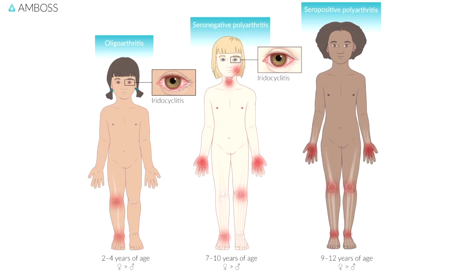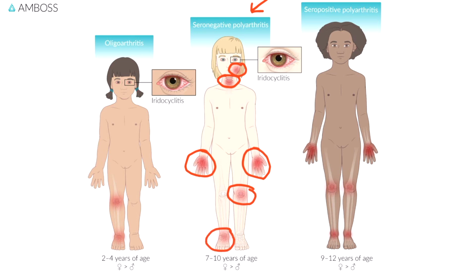Let's take a look at this image again. The second image represents a girl with seronegative polyarticular JIA. Joint involvement in this type can be symmetrical or asymmetrical, and small and large joints may be affected, especially the metacarpophalangeal joints, the wrist, temporomandibular joint, and cervical spine.